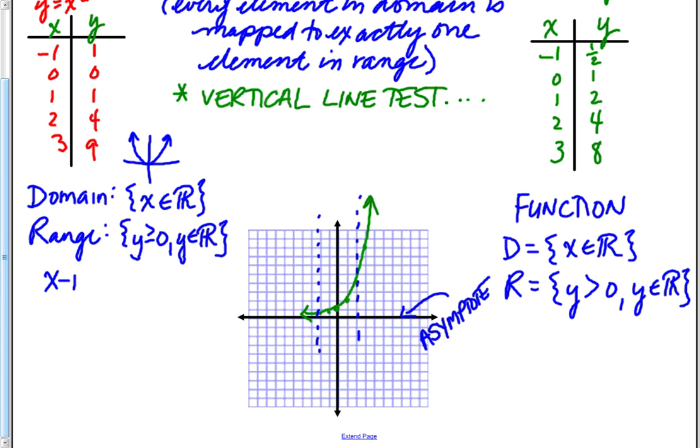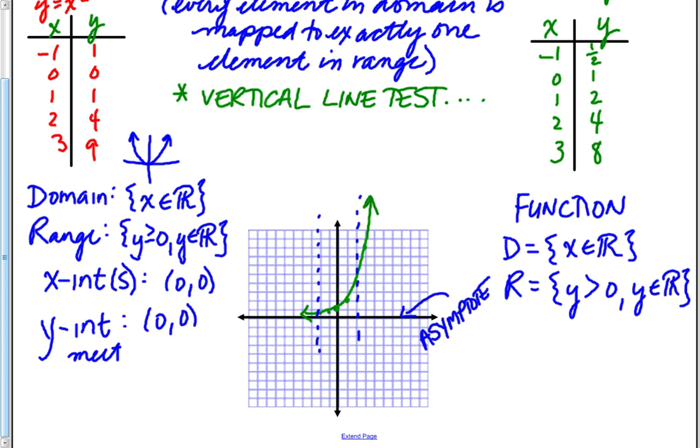X-intercepts. You know a parabola could have 0, 1, or 2 x-intercepts. For this particular parabola, there is one. It is at (0, 0). Y-intercept, there is always one y-intercept. For this particular parabola, it is also (0, 0). The y-intercept is where it meets the y-axis. X-intercepts, of course, are where it meets the x-axis.